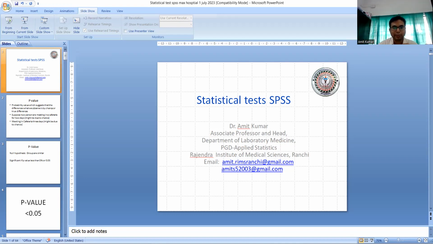Now in this example, one-tailed or two-tailed? Difference in IQ between male and female.